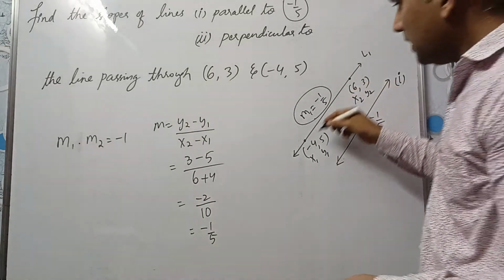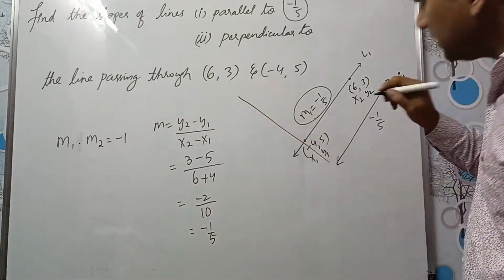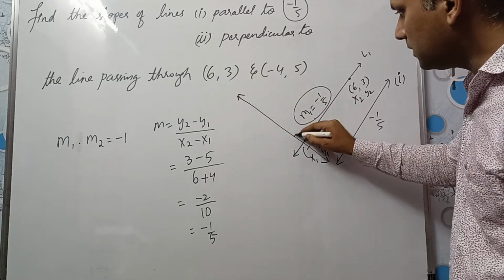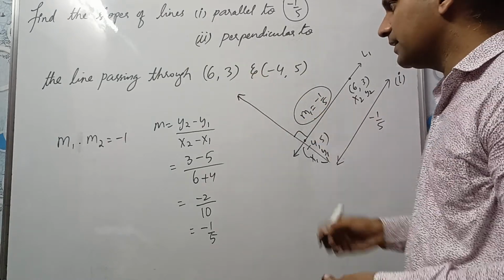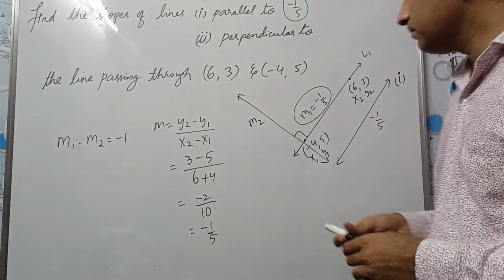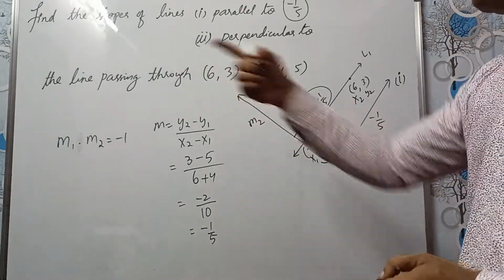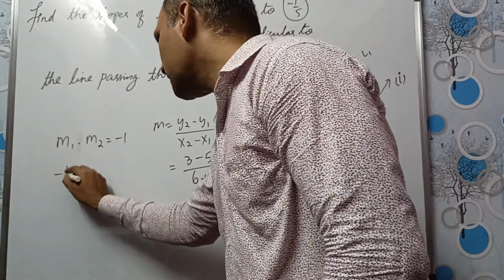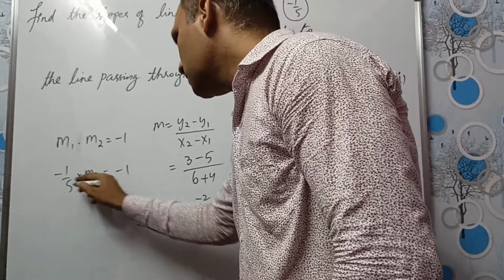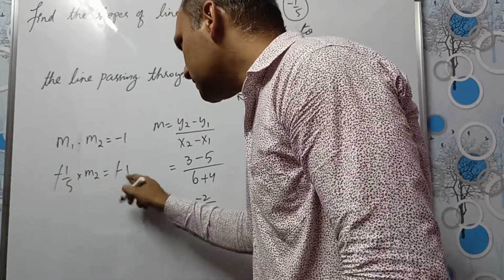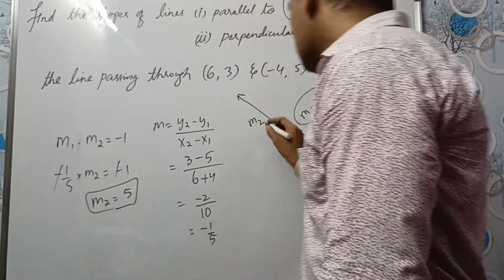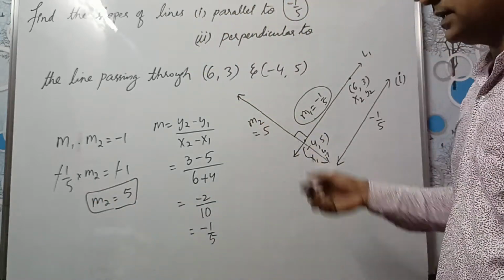Now the perpendicular line will be something like this, right? We need to find the slope of this line now. The angle between these 2 lines is 90 degrees. Let us say the slope of this line is m2. We need to find m2 now. Let us substitute it in that condition. m1 is how much? Minus 1 by 5 multiplied by m2 equals minus 1. So minus minus will get cancelled. This 5 will go on the other side. 1 into 5 is 5. So the slope of this line will be equal to 5.